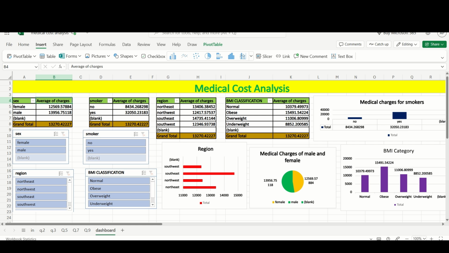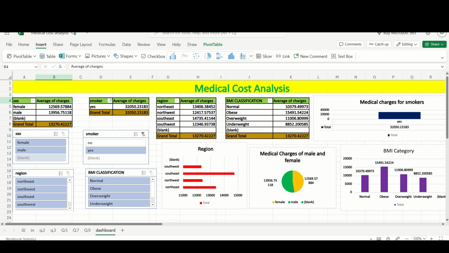Then these are the charts. So first is the cluster bar chart. It is for region versus medical charges. So here the Southeast region is having higher medical charges than the other ones. Then this is for gender versus medical charges. So here males are having higher medical charges. Then this is for smokers and non-smoker medical charges. So smokers are having higher medical charges. So here if I click on yes, it will only show data for smokers. So you can see it is only showing data for non-smoker in this chart.